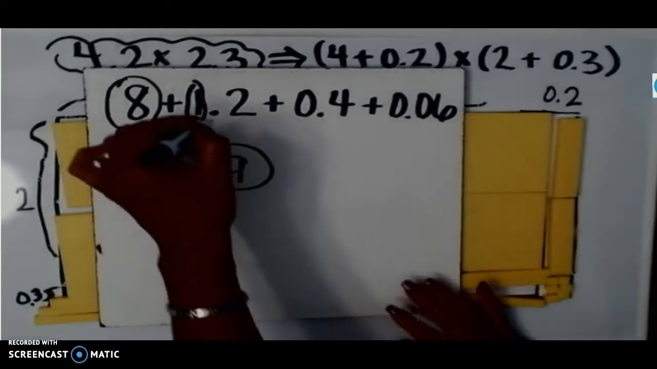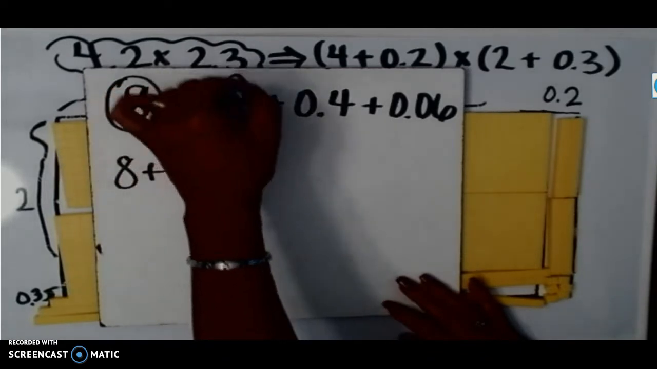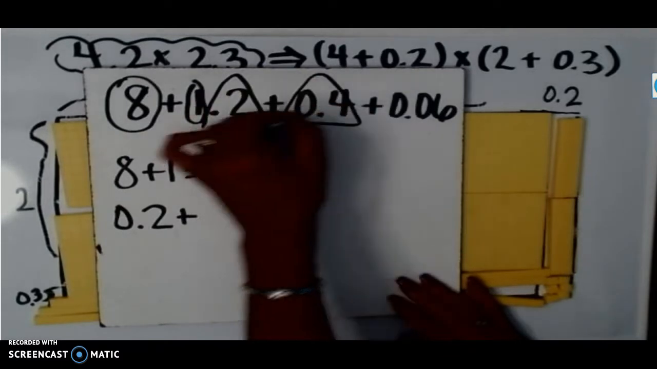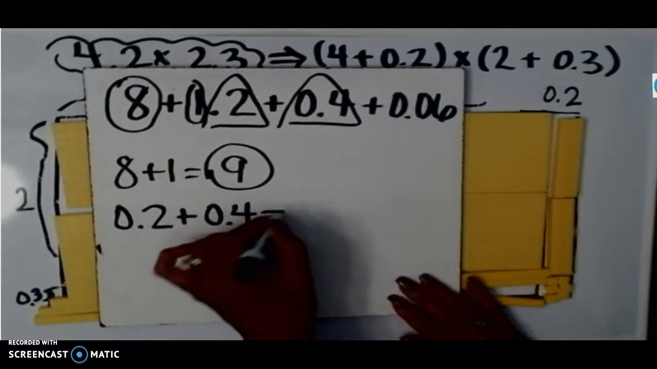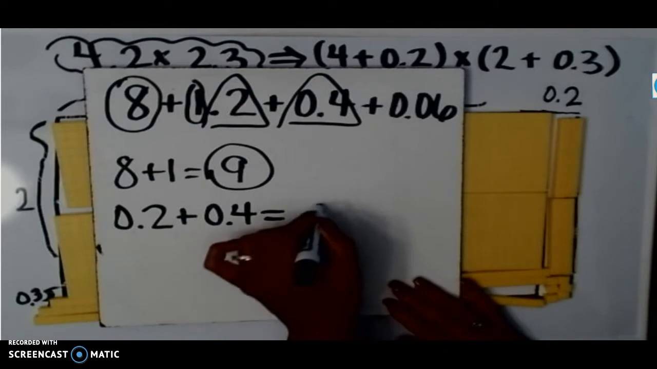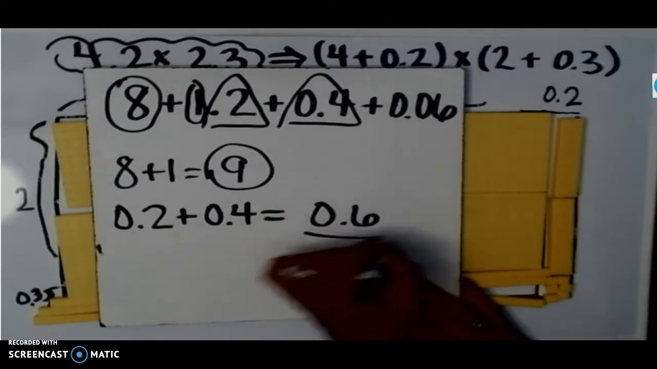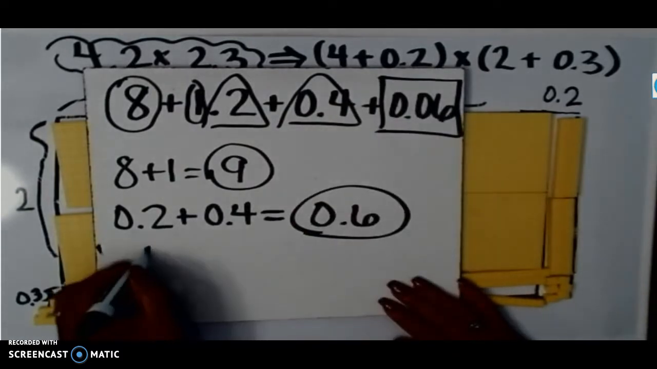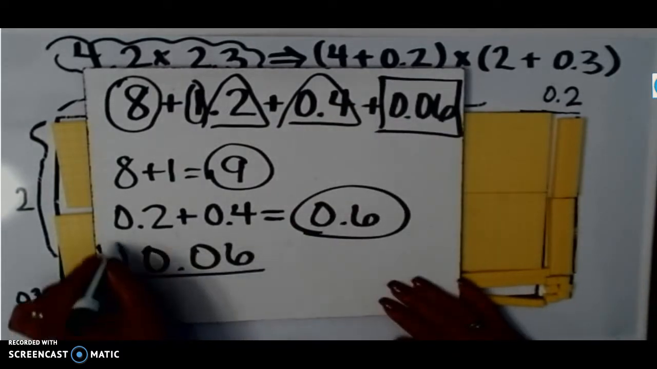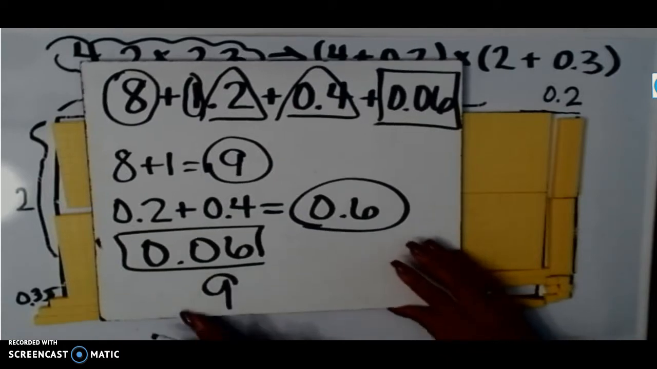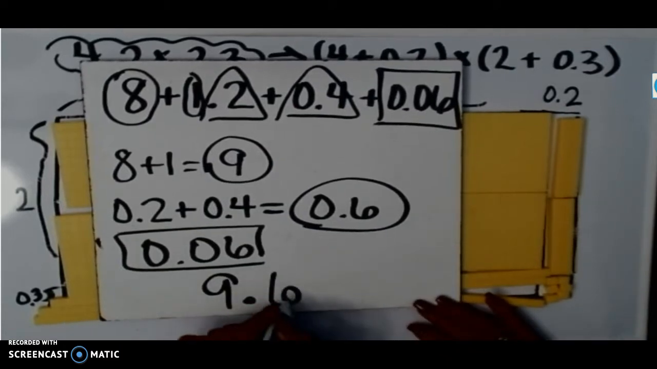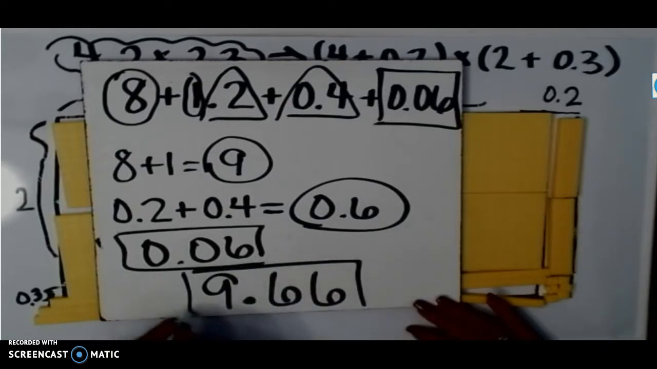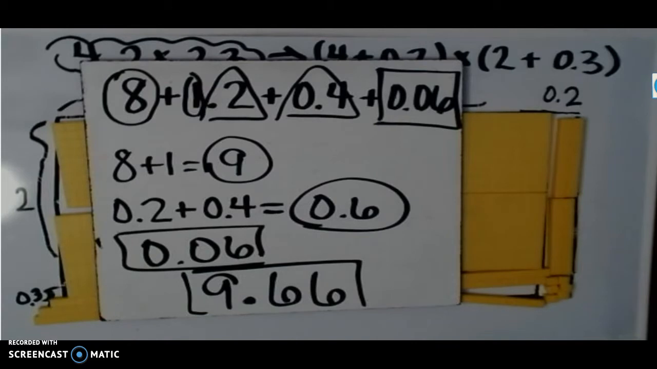And now let me add my tenths. So I have 2/10 and 4/10. So 2/10 and 4/10 equal a total of 6/10. And then, of course, I had my last one left over here, which was 6 hundredths. So 9 wholes and 6/10 and 6 hundredths equals a total of 9 and 66 hundredths.